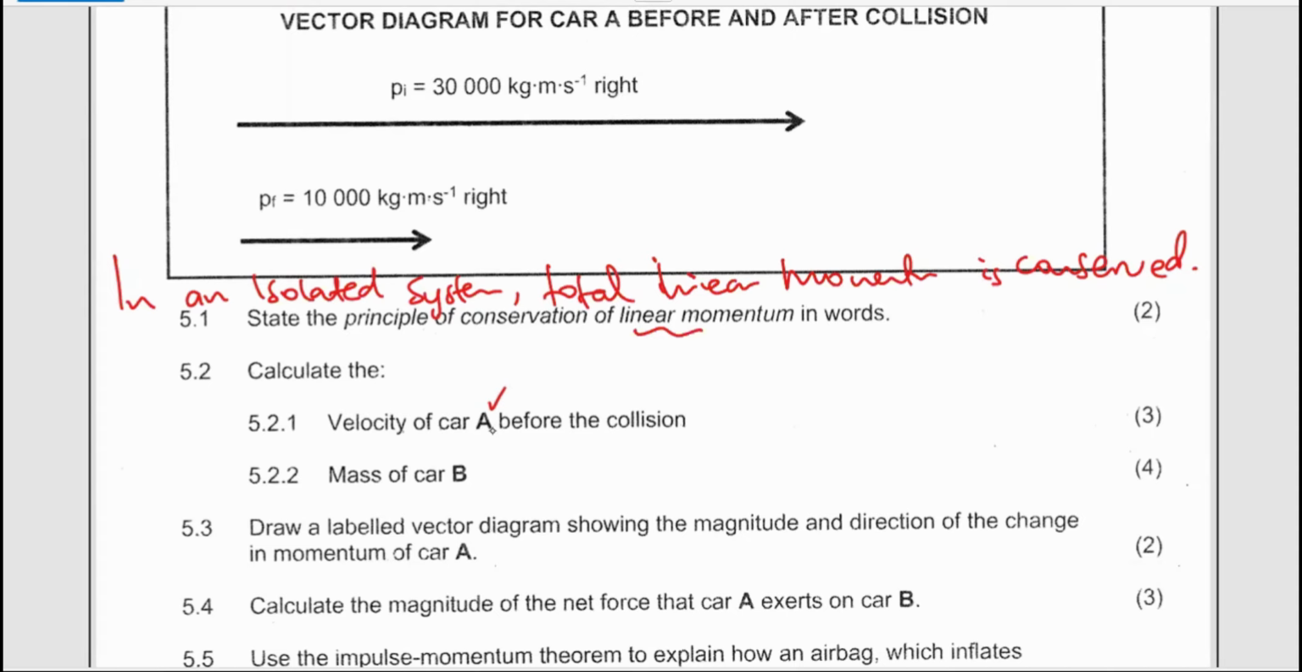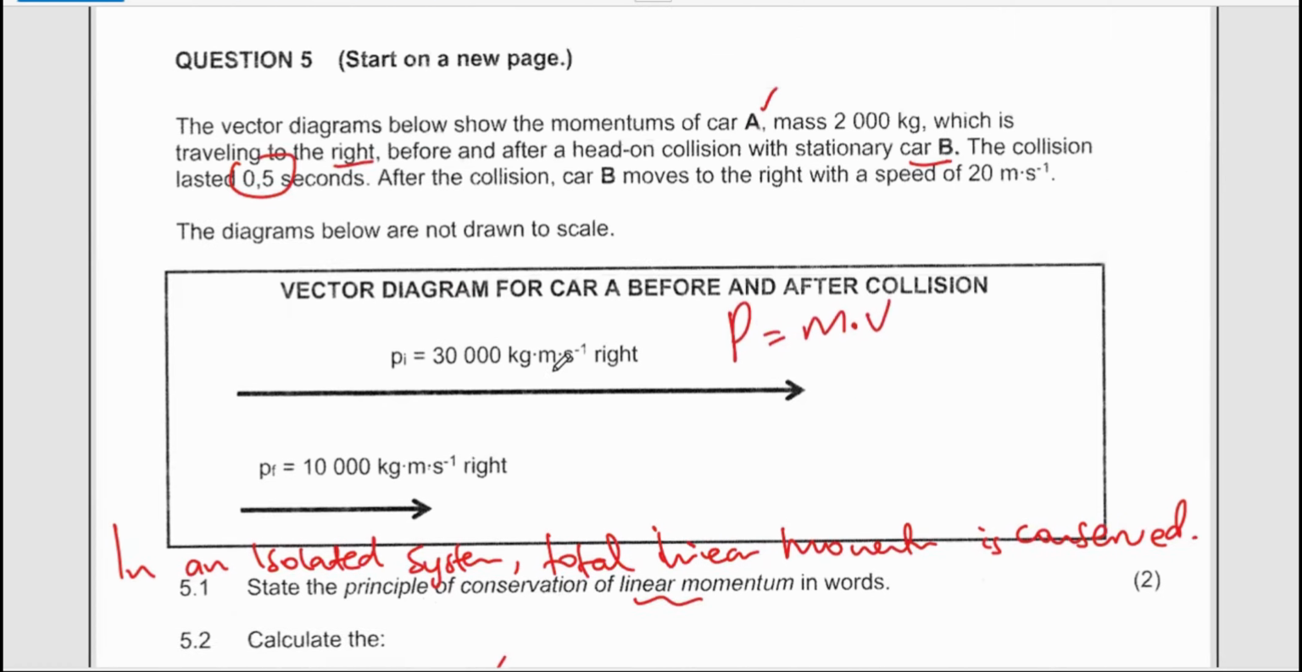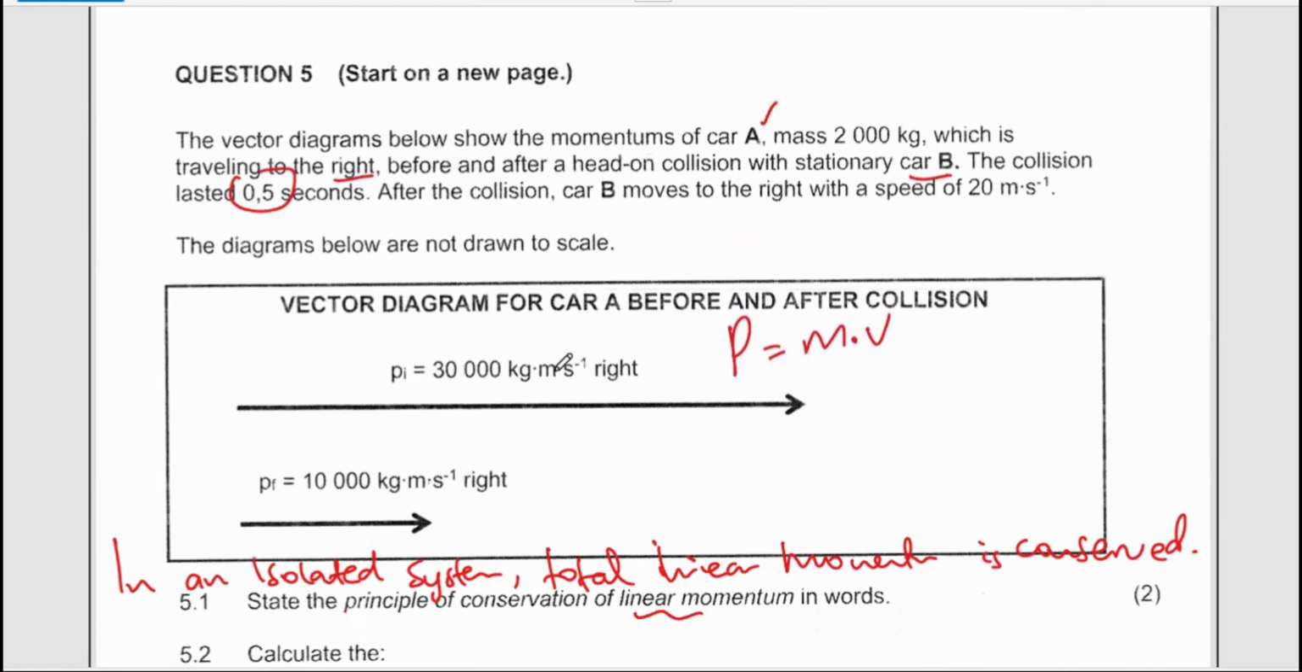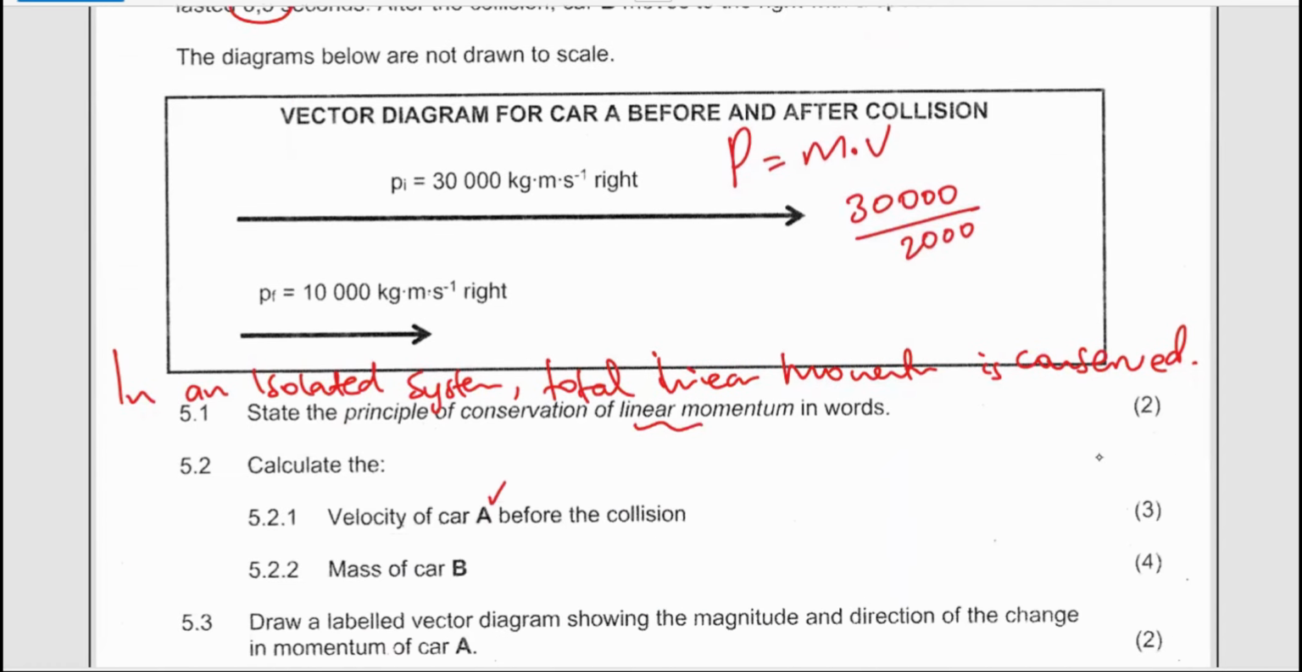So what we have is the momentum, okay? And we know that momentum is given as the mass multiplied by the velocity. So we know the mass of A. So it's just going to be 30,000 divided by the mass, which is 2,000, which gives us 15 meters per second. Okay, so that is 15 meters per second. And then they want us to get the mass of B.